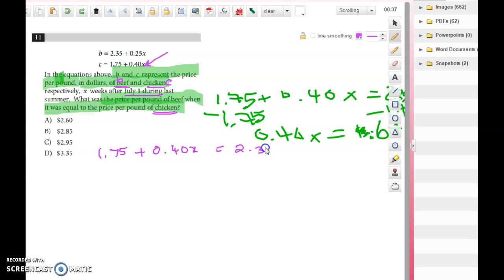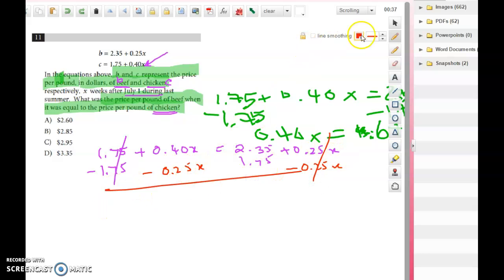Equal 2.35 plus 0.25x. So you subtract 1.75 here, 1.75 here, and you cross that out. I'm going to change color so you can see better. Take away 0.25x, take away 0.25x, so you can cross that out. So obviously you get 0.15x equal 60 cents. So x is 4. Now we'll take this x and plug it back into this, and then you will get the answer out of it.